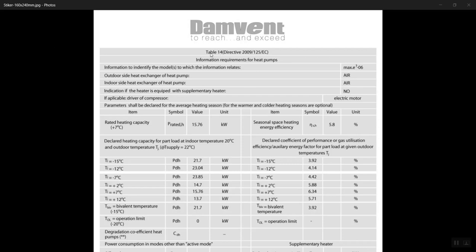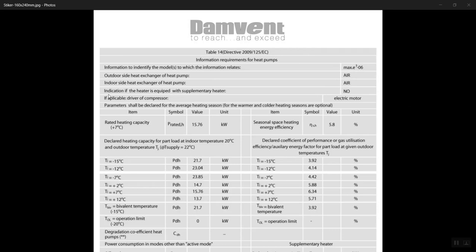It is very good, if it's possible for you, to have this directive and go through it. So we will start with the information to identify the model. Here is our model, Maxi 306. Outdoor side heat exchanger, it's air-based. Indoor side heat exchanger, also air.